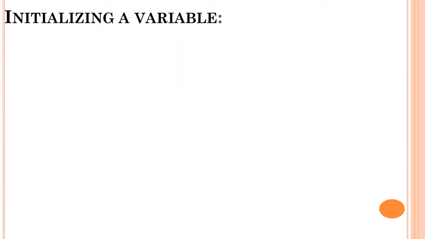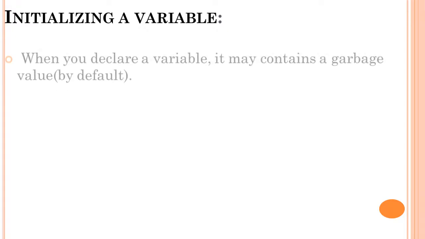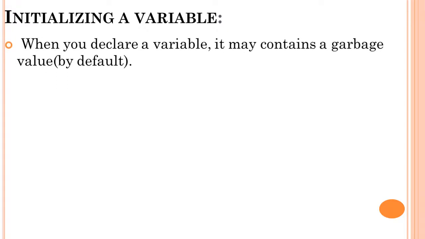The next topic is initializing a value. What is the meaning of initialization here? Giving a value to a variable. While writing a program, sometimes we will not give the value, and we give it at the time of execution. Sometimes we give the value while writing the program. That is our wish. Initializing is nothing but giving a value to a variable in a program, and when you declare a variable, it may contain a garbage value by default.